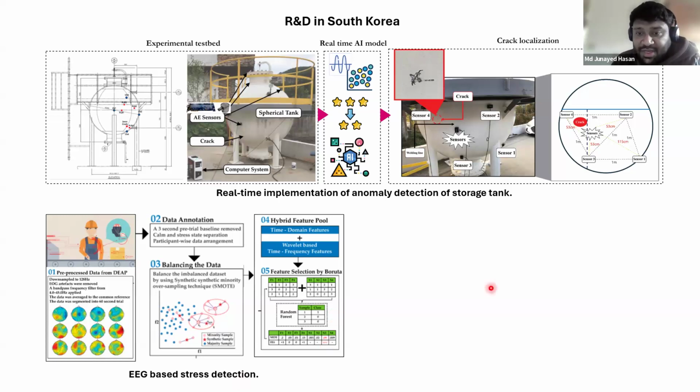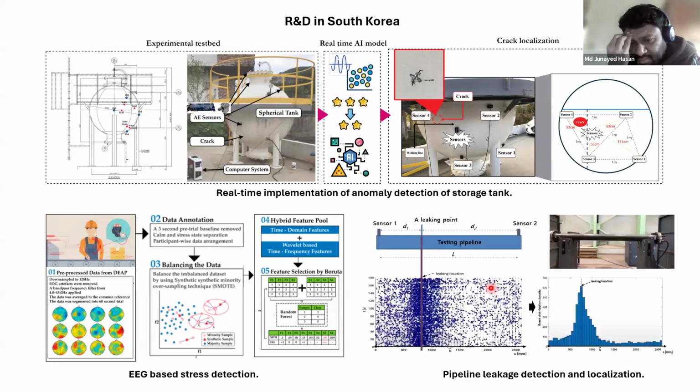Another one is pipeline leak detection and localization. In this work, the same thing happened as here. We put two sensors over there and created some leaks. This data was passed to the cloud, and in the cloud we uploaded our model. When we uploaded the model in the system, it was showing like this, telling us, oh, here is the leak location.